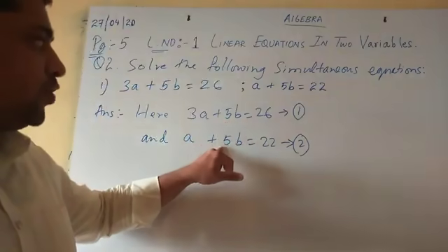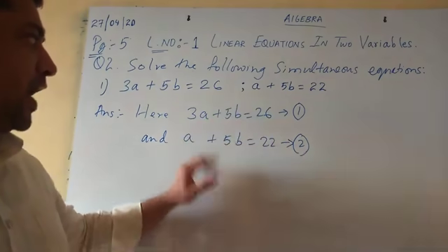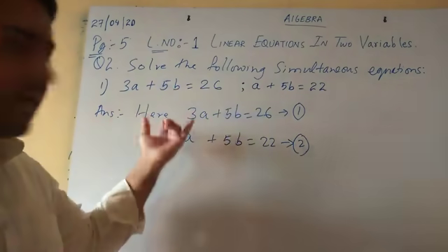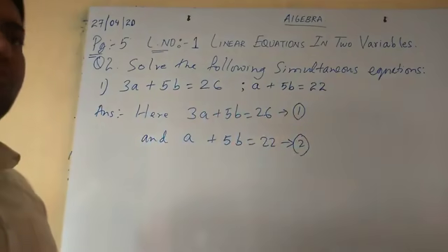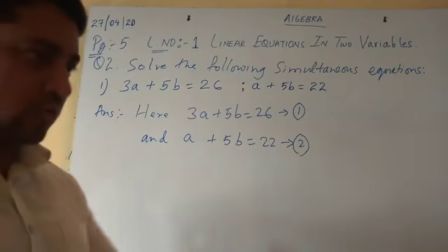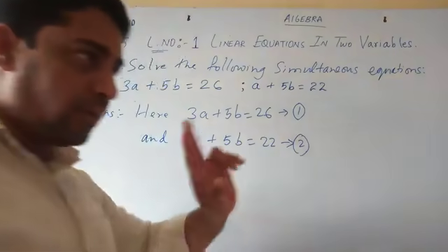So subtracting equation 2 from 1, b will get eliminated. I will get the value for a. Once I get the value for a, I will substitute in equation 1 and I will get the value for b. That's the actual sum. So let us start here. Both the methods can be applied.